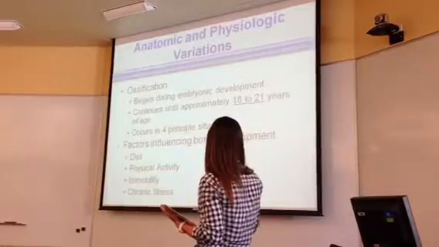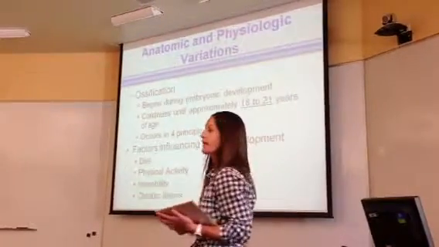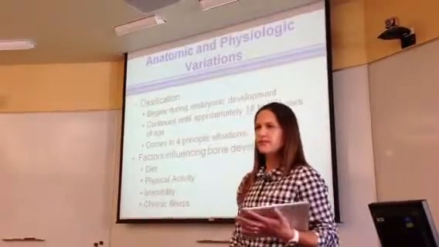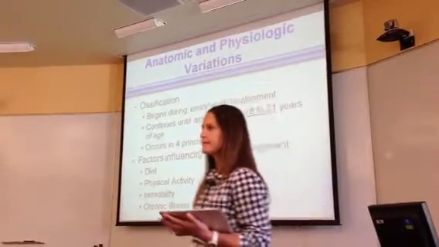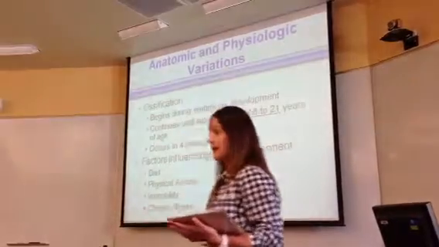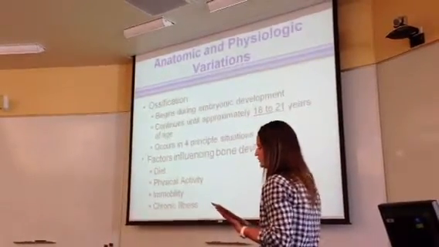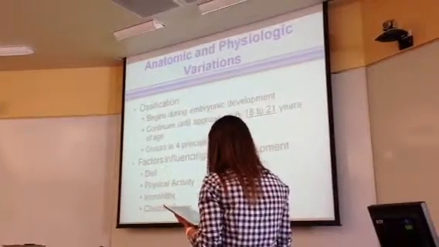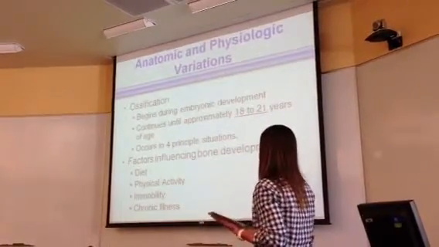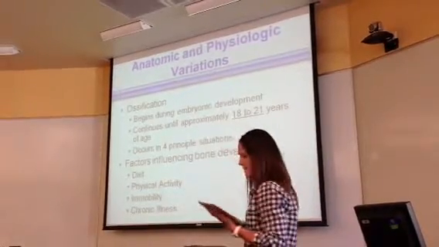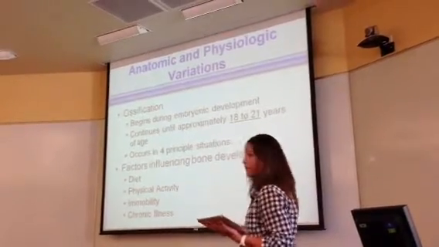So we'll start out by talking about anatomic and physiologic variations in children. Does anybody know what the term ossification means? Yeah, exactly. It's the building up of new bone tissue by cells called osteoblasts. This happens in week 6 of the embryo.